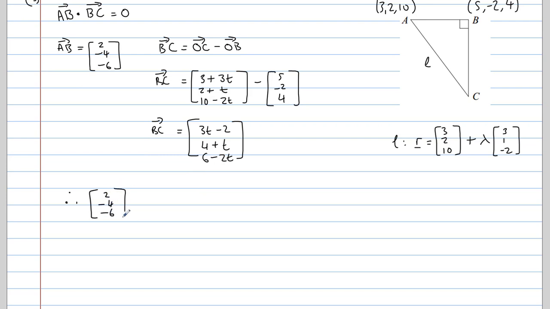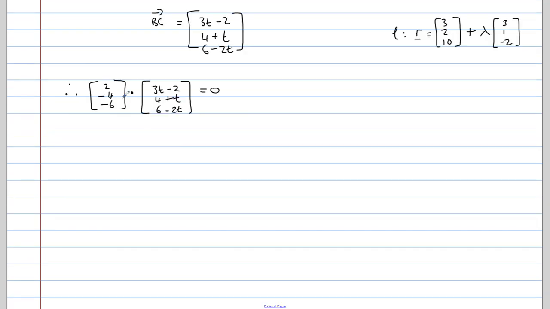So I've got AB, which is this, dotted with BC, which is my expression. And this is going to equal 0. So we have 2 multiplied by 3t minus 2, minus 4 multiplied by 4 plus t, minus 6 multiplied by 6 minus 2t. Expanding out the brackets, we get 6t minus 4, minus 16, minus 4t, minus 36, plus 12t.